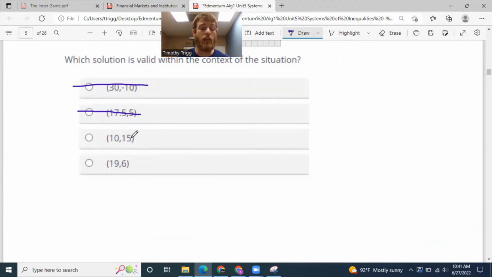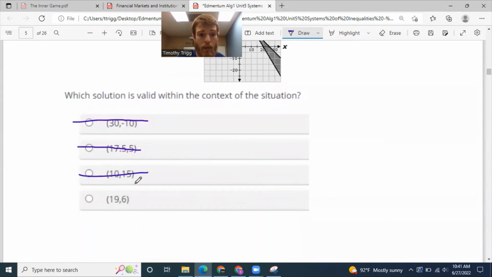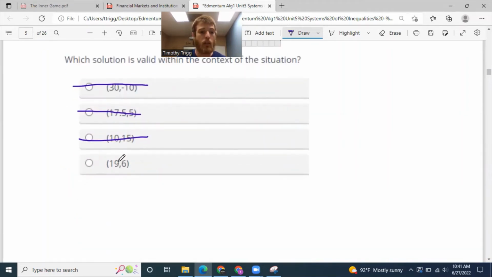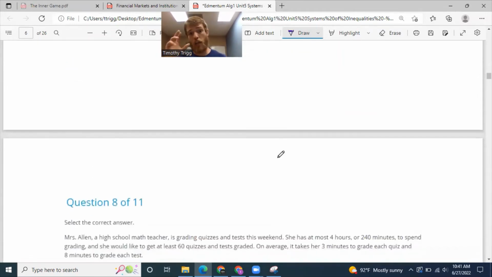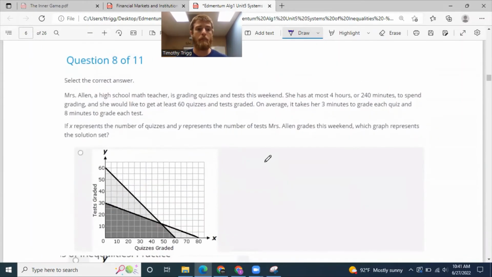So let me just double check. Let's see which of these points is in the double shaded region. First, 10 comma 15, that doesn't look like it's in the double shaded region. 19 comma 6, yeah, that looks like it's in the double shaded region. So there you go. You could always double check by plugging that coordinate point into both inequalities, and it should produce a true statement for both.